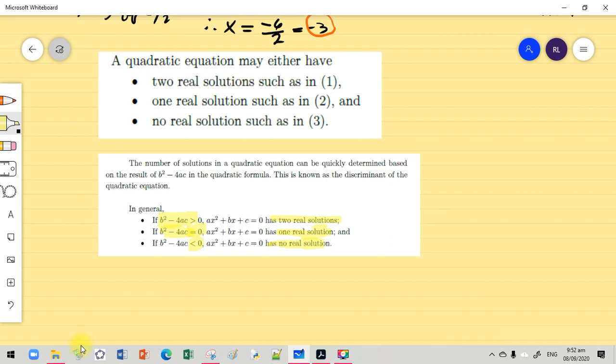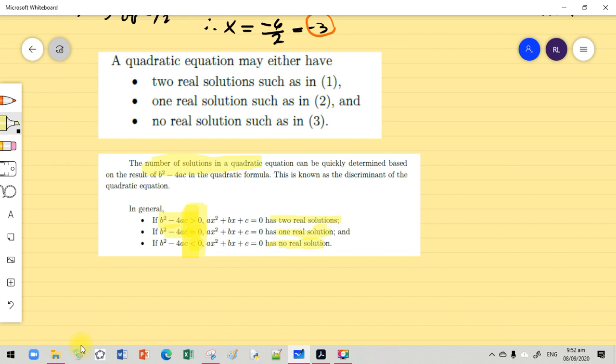So what it tells us is that in determining the number of real solutions in a quadratic equation, we don't need to solve the equation just to determine how many real solutions there are. We don't need to solve using extracting the square root, factorization, completing the square, or the quadratic formula, just what we did above. We simply use this b squared minus 4ac and take a look at which one is satisfied.